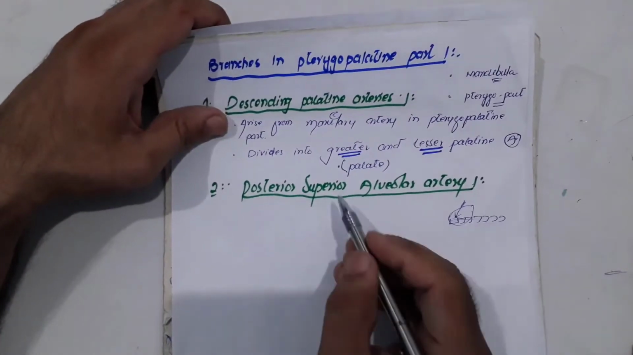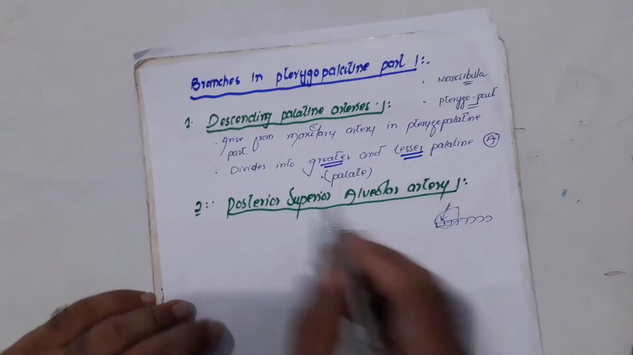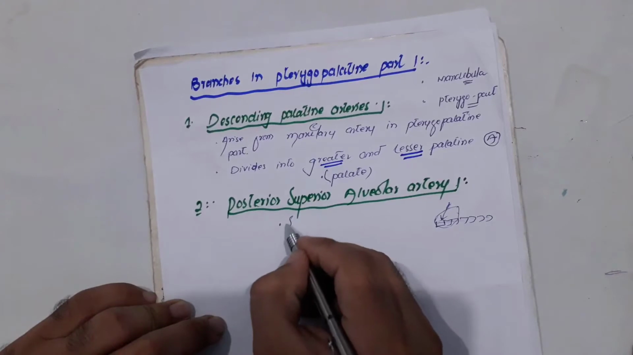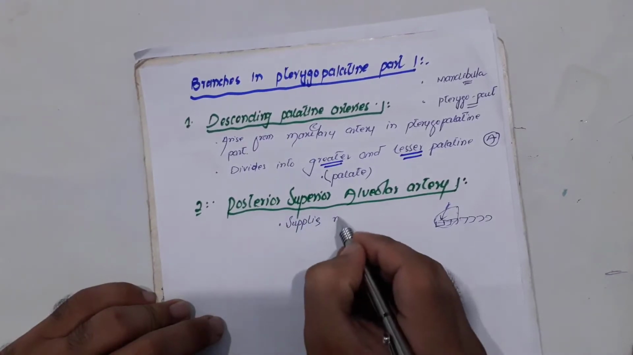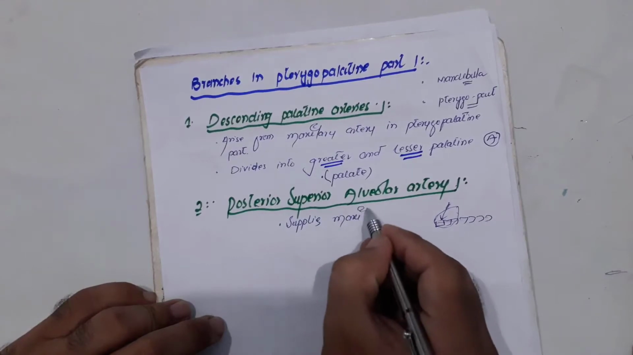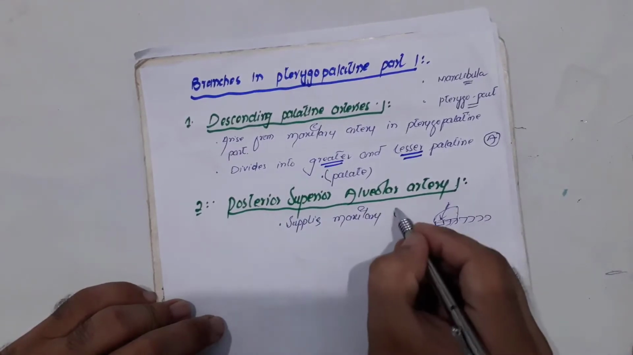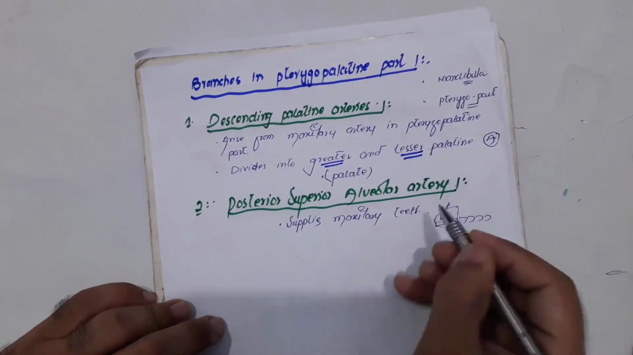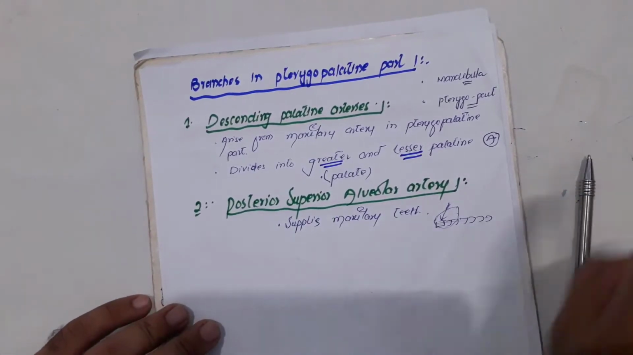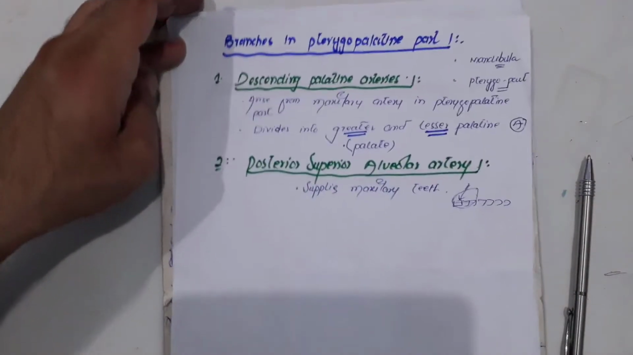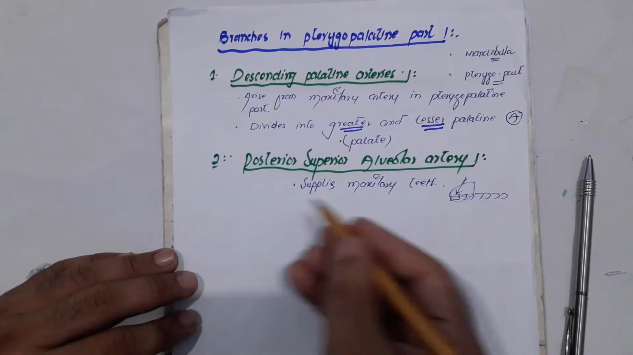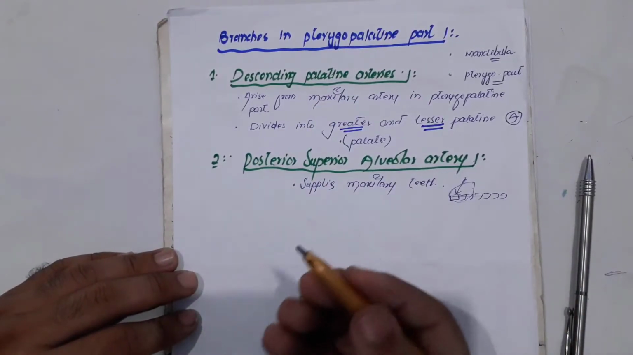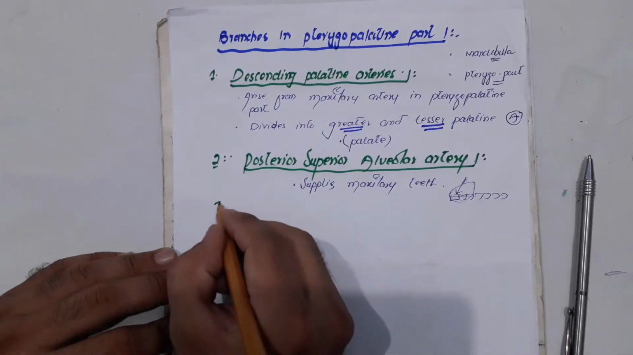Okay, this artery mostly supplies the maxillary teeth. We are concerned with these branches of maxillary artery, so we have to write their names and have some concept about to which parts of the body do they supply, right?